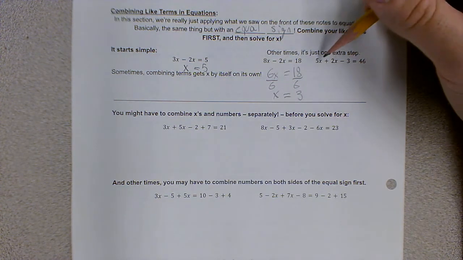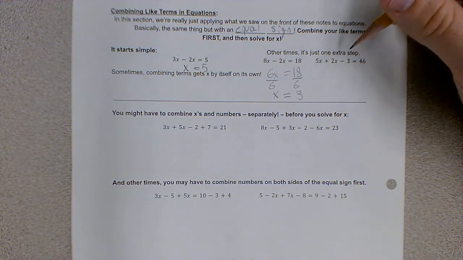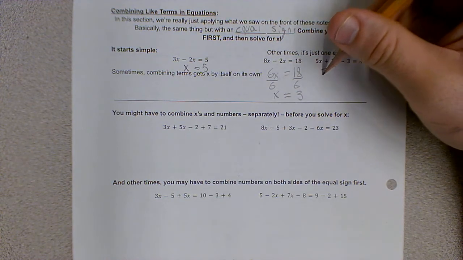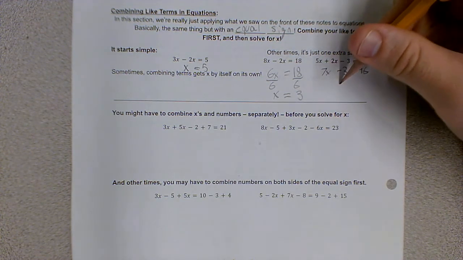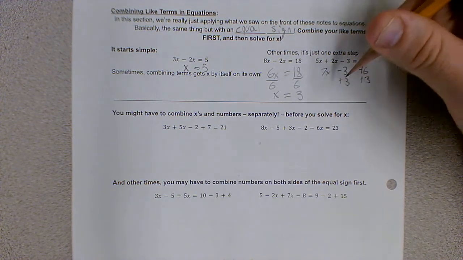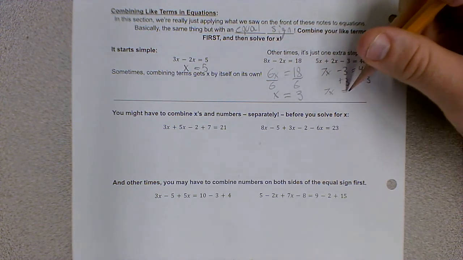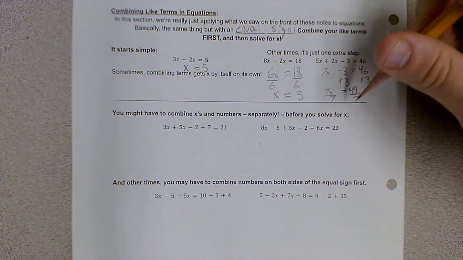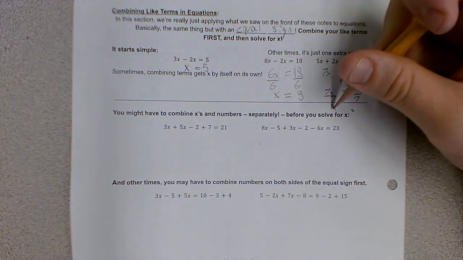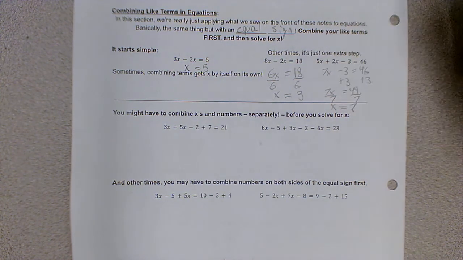Or it can lead to a 2-step problem like this. 5x plus 2x gives me 7x minus 3 equals 46. I add my 3 to both sides. I end up with 7x equals 49. Divide both sides by 7. And I find that x equals 7.